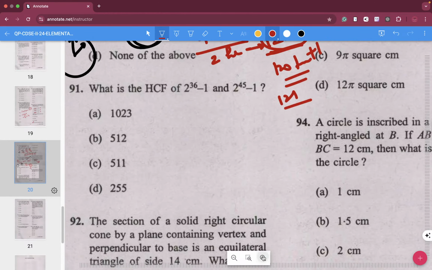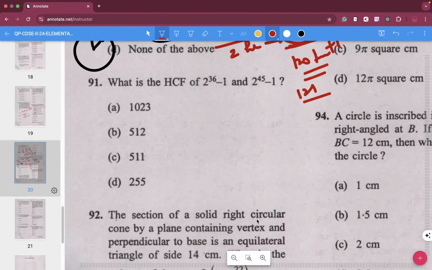What do you folks think about this question? Question number 91: what is the HCF of this particular value? If you have solved this PYQ, such a question has been asked to you multiple times, isn't it?